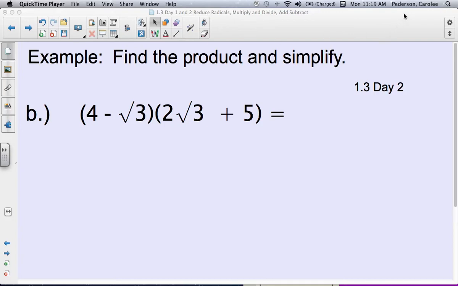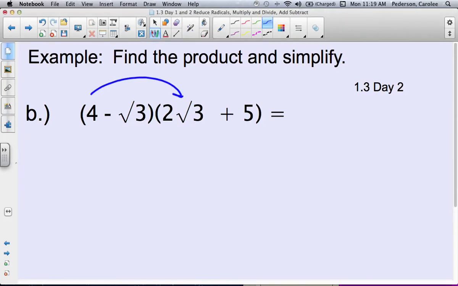This is 1.3, day 2, part 2. We just did a problem where we multiplied two polynomials or radical expressions together. We're going to just do one more of these and we can sit and watch. We go first. So 4 times 2 square roots of 3.